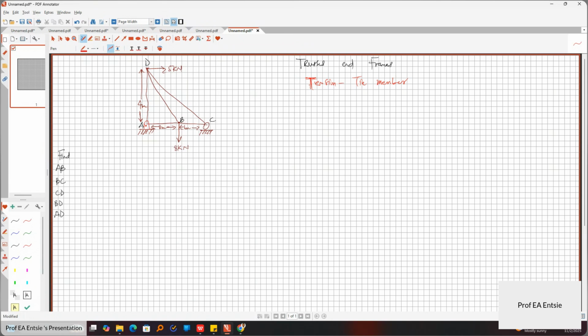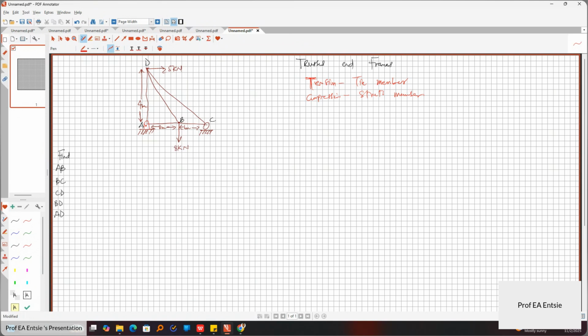So members are in tie. And if the members have compressive forces, that is, the forces are towards the joint, then that's compression, and we talk about it as a strut member. Then a member is called a strut.